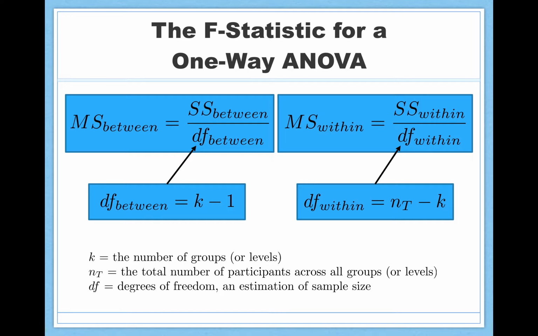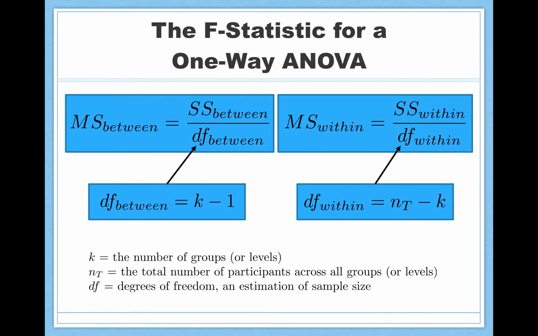On the left here, the degrees of freedom between equals k minus 1, where k is simply the number of groups, or levels of your factor if you want to get technical with the terminology. So if you're analyzing in this one-way analysis of variance differences between three different groups, k equals 3. So your degrees of freedom between would be 3 minus 1, or 2. Again, it takes just a few seconds.